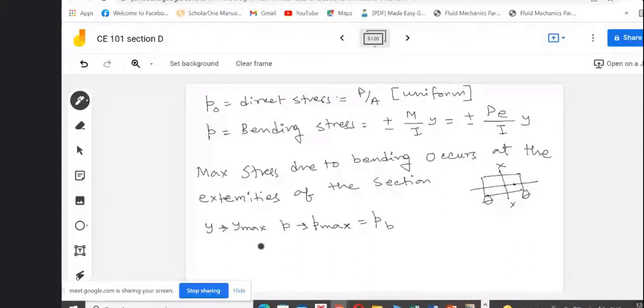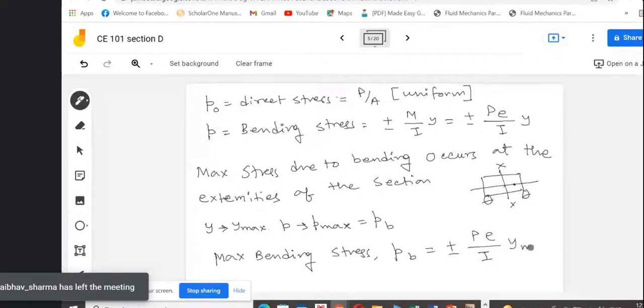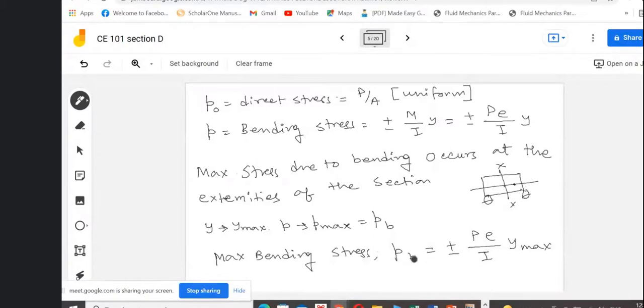So that means the maximum bending stress PB will be equal to plus minus P into E by I into Y max, because the stresses will be maximum when Y is Y max. Now the maximum bending stress is denoted as PB, so it is equal to plus minus PE by I into Y max. Okay.